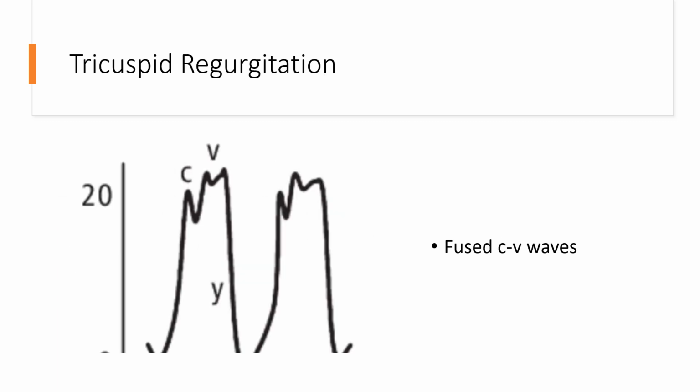Next up is the ever-common tricuspid regurgitation. Here, the tricuspid valve doesn't close completely during ventricular systole, causing backflow of blood into the RA. This causes the RA to see a higher pressure and increases the C wave in the CVP tracing. This in turn causes fusion of the C and V waves, as can be seen in the tracing below.